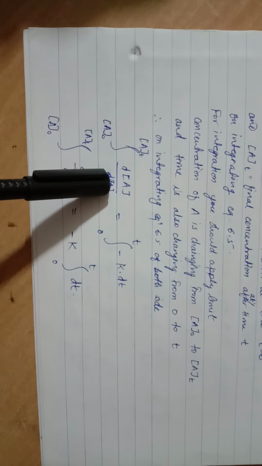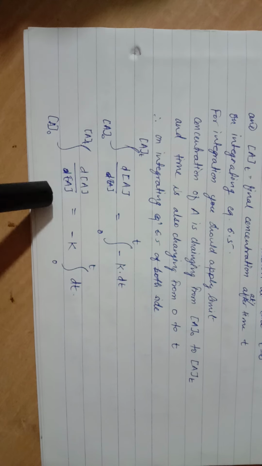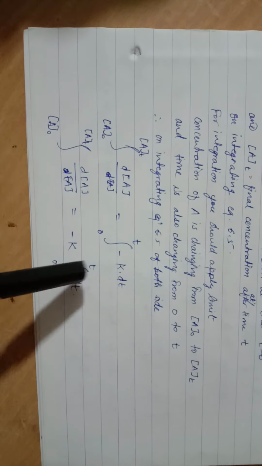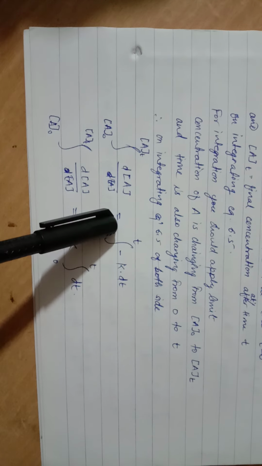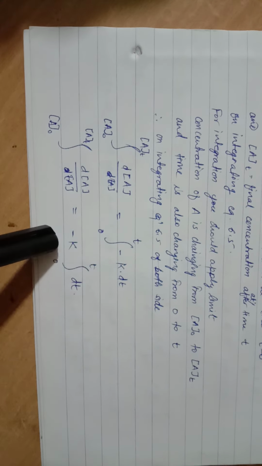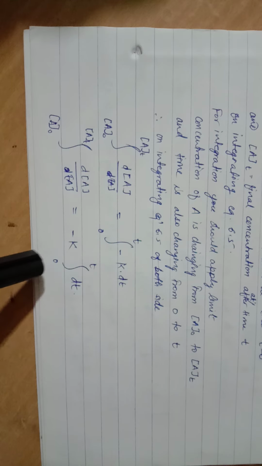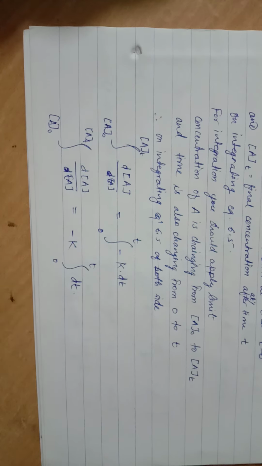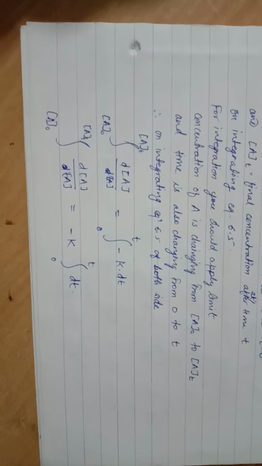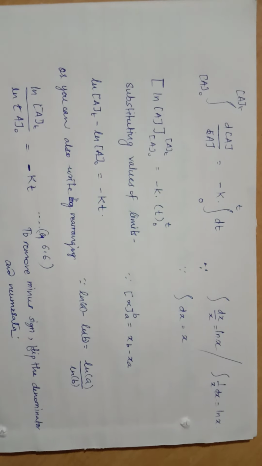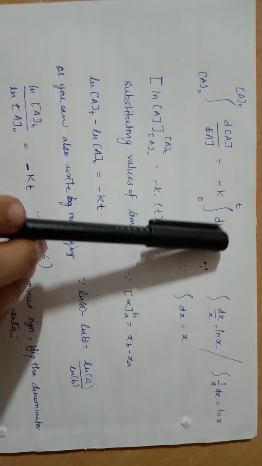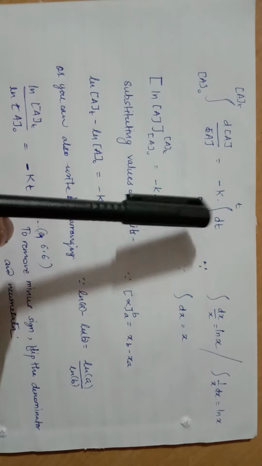Now d[A] upon concentration of A, let us leave it as it is for now. In this integration, the minus sign will be outside, and k is a constant, so it will also be outside. Then the integration of dt from 0 to t. Now we have to solve this integration. So we have the equation: integration of d[A] upon concentration of A is equal to minus k, integration of dt from 0 to t.